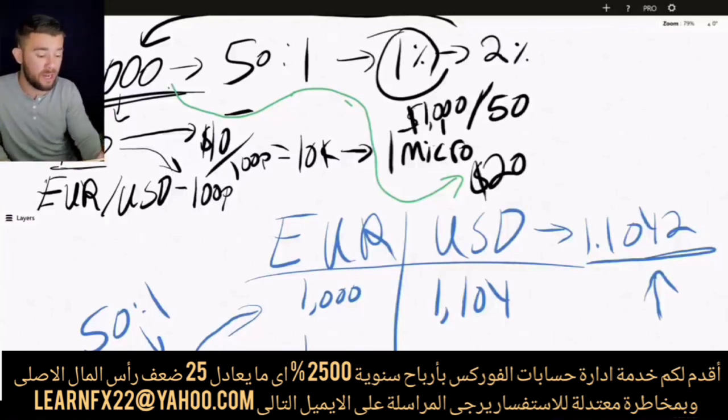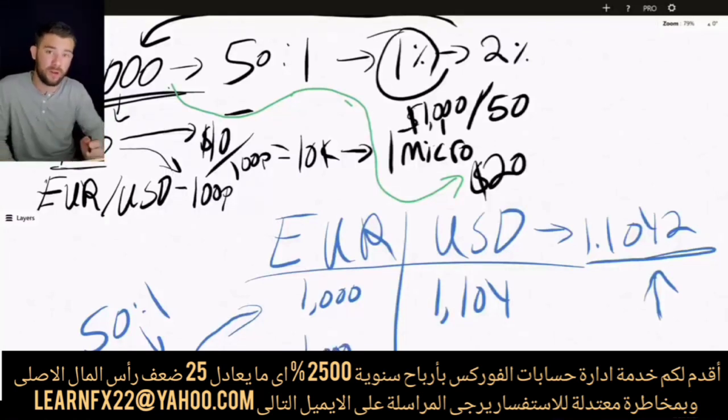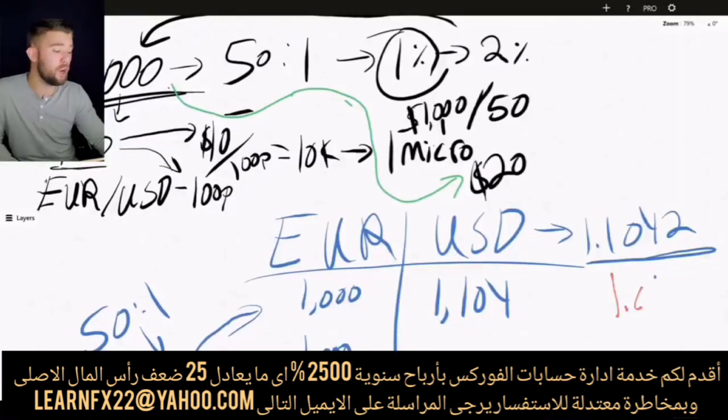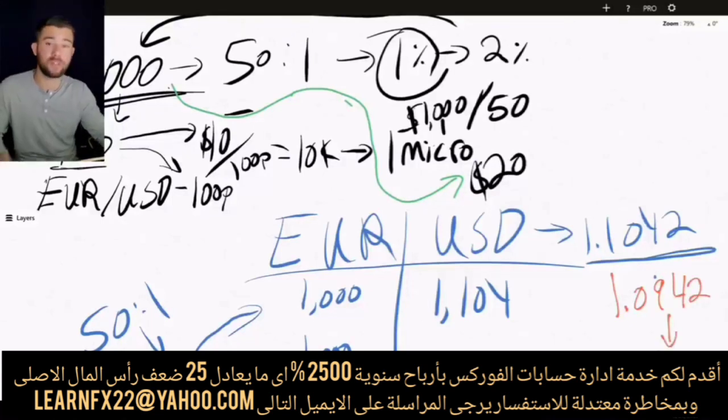You still have your same 1,000 units of euro, but now let's say the price of the euro drops from 1.1042, a decrease in value down to 1.0942, which would be a drop of 100 pips, which is what our stop loss was set at. So when it drops down to 1.0942, your stop loss gets hit and you say, here's your 1,000 euros back. But now the exchange rate is lower.